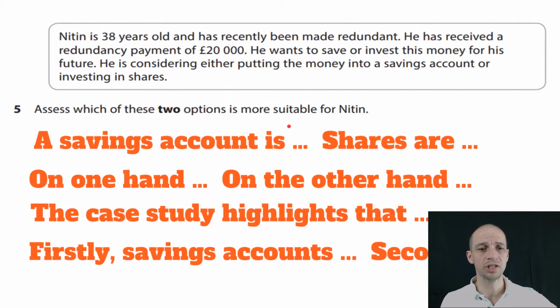Now, alternatively, you could start off by simply going, firstly, savings accounts are, and then explaining what savings accounts actually are. And then secondly, once you've finished your analysis of savings accounts, you then look at shares with your alternative option. And then you reach an overall judgment, of course.